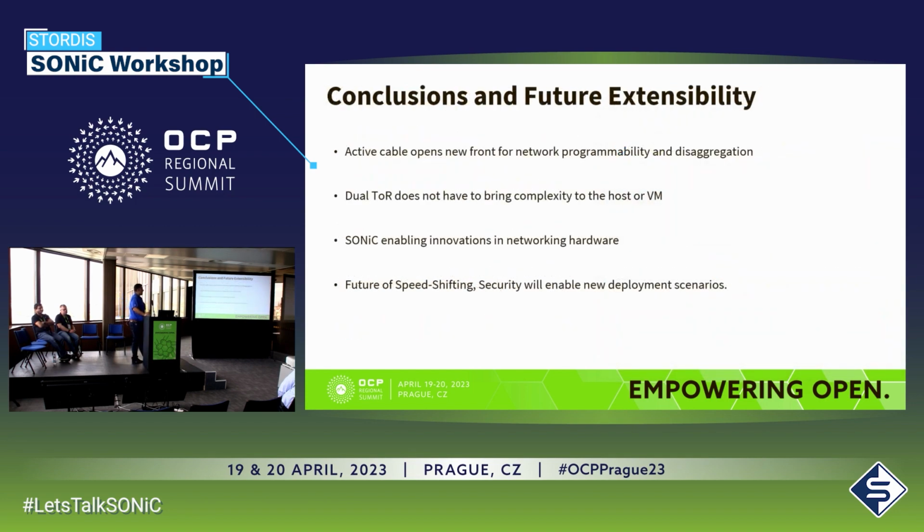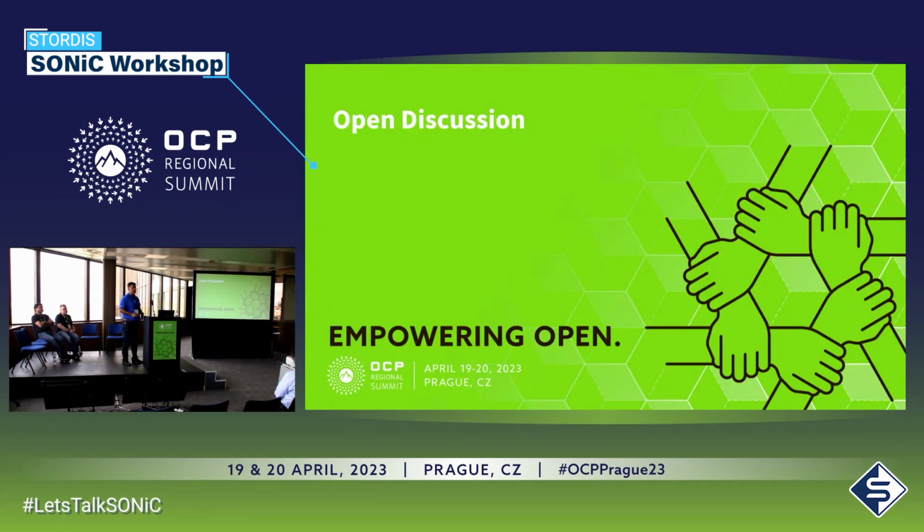So the DualTOR actually brings a lot of the complexity away from the VM. There are new features that we plan to add. Because the cable has an intelligent chip, we can enable security functions in future releases. And then, of course, there's speed shifting and different speed modes that are planned to be enabled. That's all. Any questions?